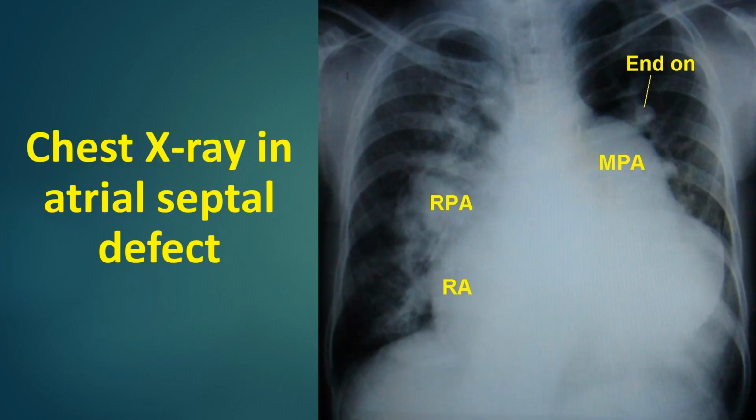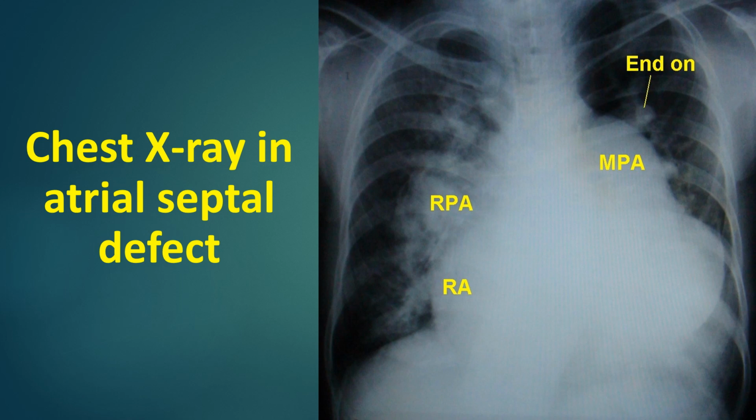This chest X-ray in atrial septal defect shows grossly dilated main pulmonary artery. The right pulmonary artery is also quite enlarged. Right atrial enlargement is seen as a shift of the cardiac contour to the right of the spine.